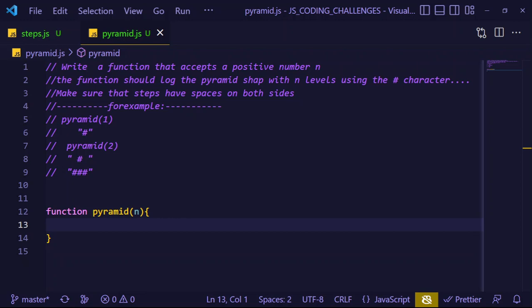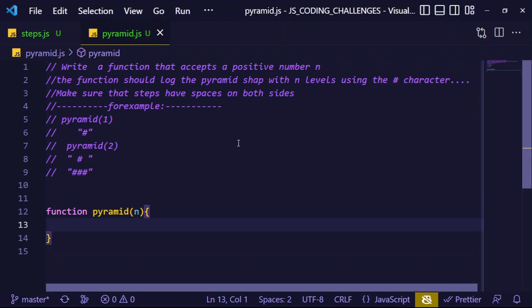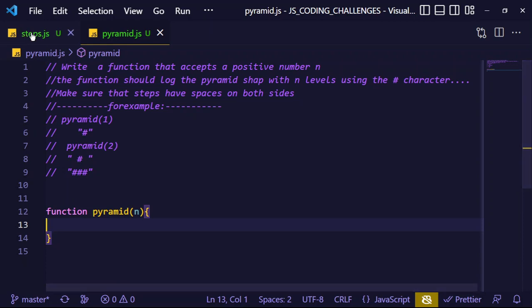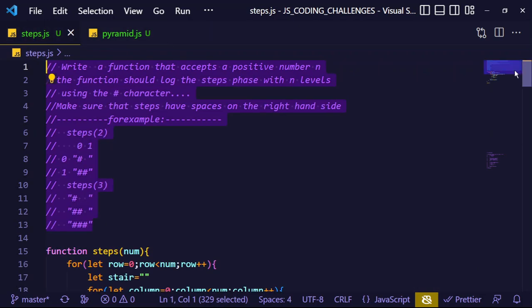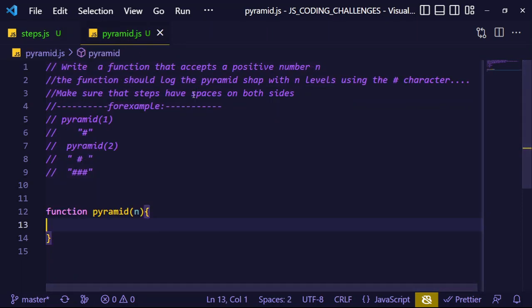In this video we're going to look at another challenge that's going to build directly from the previous challenge we looked at, the steps problem. This new challenge is going to build on top of what we did in the steps challenge. Those who missed the steps challenge can go back and watch that video. So in this video, this is the solution.